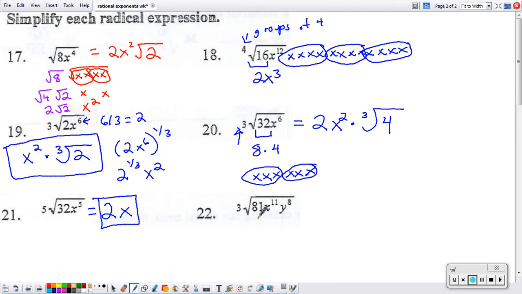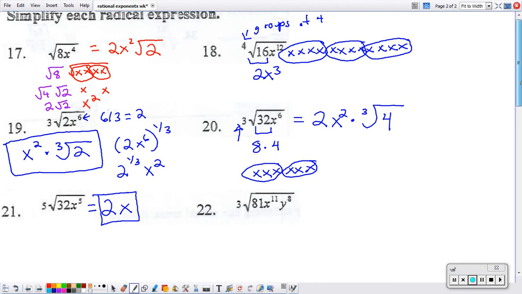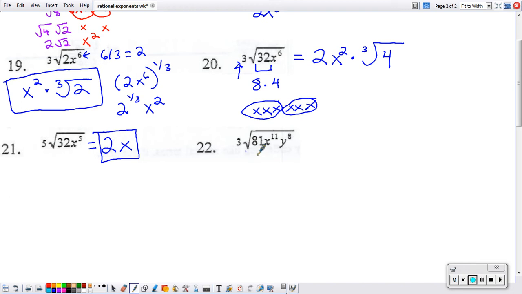22 looks kind of messy, and it is. I have the third root of 81, x to the 11th, y to the 8th. Well, I want to remember that 81 is broken up into 27 times 3. And 27 is a perfect cube. If you needed to factor down 81 to 3 times 3 times 3 times 3, that's fine. And then you would realize that you have a bunch of 3's lined up. You'd have 4, in fact. And there's 27, and there's your perfect cube. If you need to do that, that's fine. But I'm just going to remember that 27 divides evenly into 81 3 times.